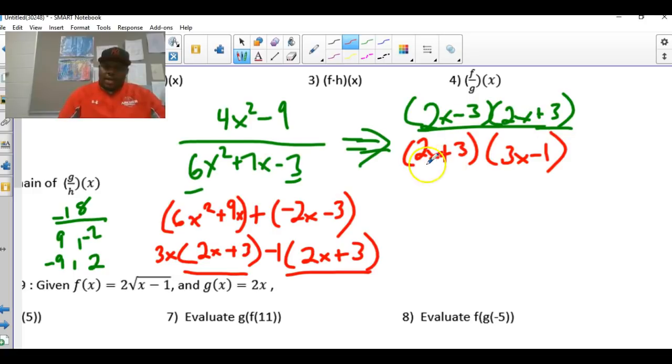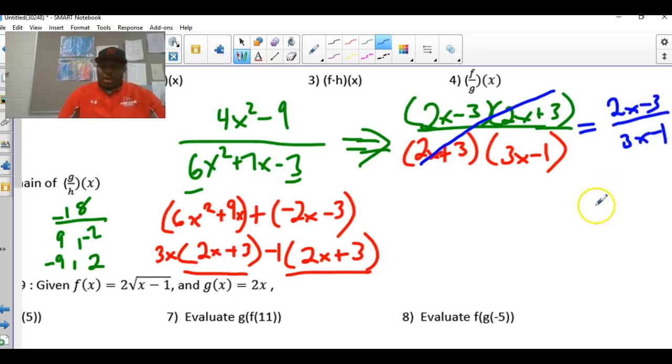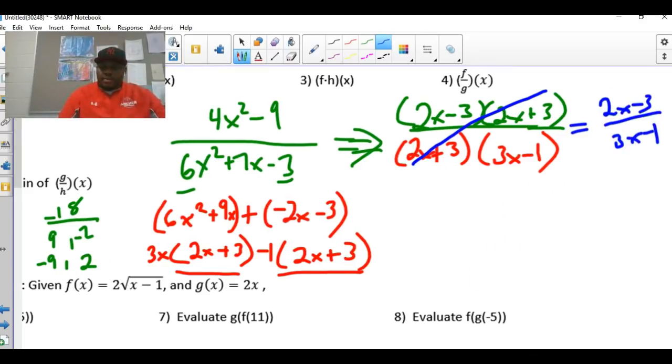So now, what can I cancel, guys? I can cancel out 2x plus 3 and 2x plus 3. So I'm left with 2x minus 3 divided by 3x minus 1. But there's one more thing. You've got to tell me where it's undefined. So we have 2x minus 3 over 3x minus 1, and it's undefined where x cannot equal 1/3.